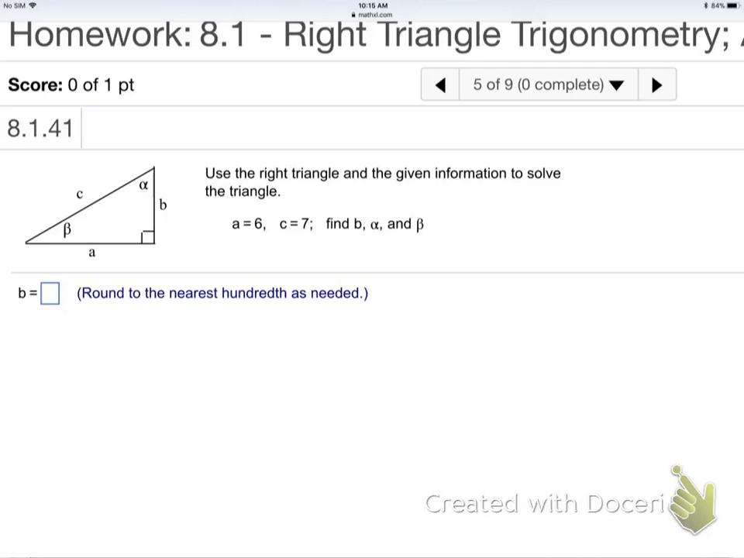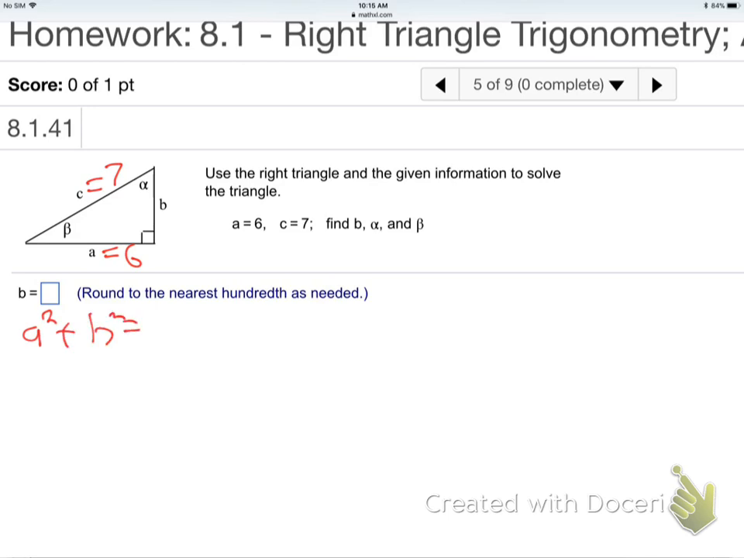Okay, so this was a little different. This time they're giving me a is 6, c is 7. And notice they're not giving me any of the angles. So first off, you can find the little b with the Pythagorean, right? So go ahead and do that. That's a good way to start. Find the little b with the Pythagorean.